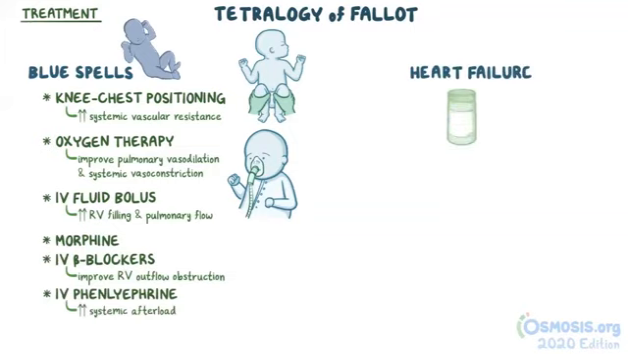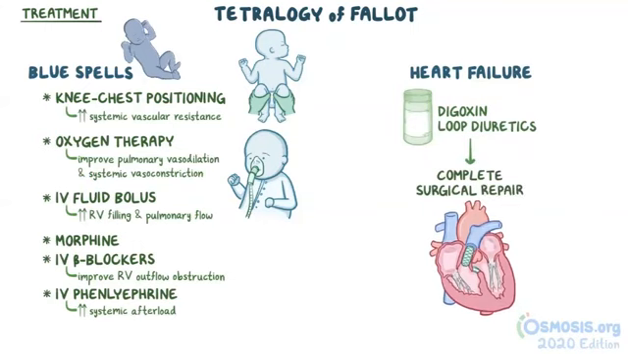If heart failure has developed, digoxin and loop diuretics are a good pharmacological therapeutic option. The definitive treatment consists of complete surgical repair, which includes closure of the VSD and relief of right ventricular outflow tract obstruction.